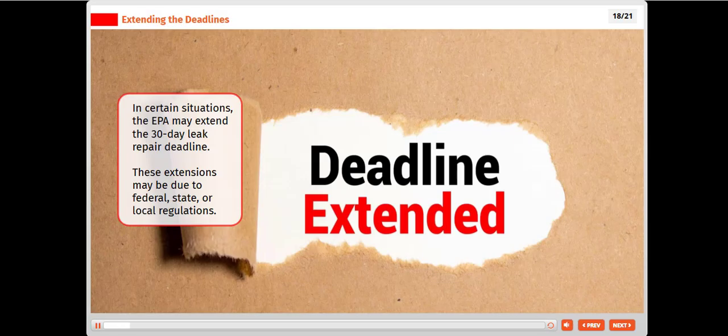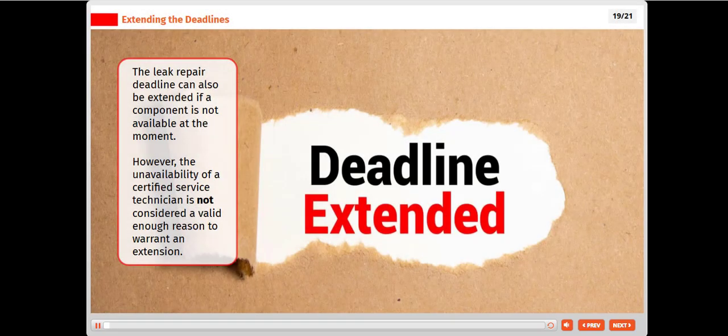In certain situations, the EPA may extend the 30-day leak repair deadline. These extensions may be due to federal, state, or local regulations. The leak repair deadline can also be extended if a component is not available at the moment. However, the unavailability of a certified service technician is not considered a valid enough reason to warrant an extension.